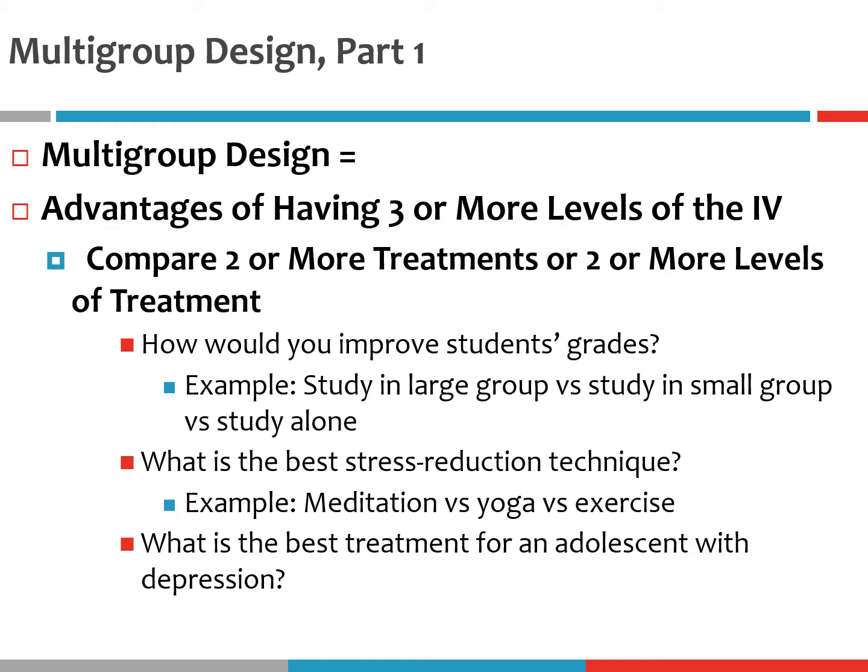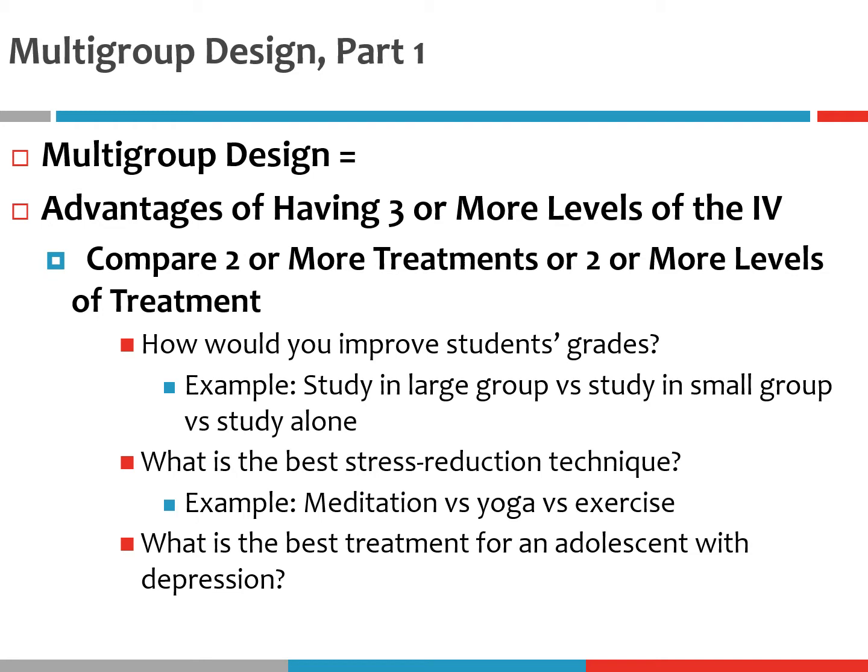Or you can run one group getting medication, a second group getting cognitive therapy, and the third group getting psychodynamic or psychoanalytic therapy. And then you can make comparisons that way. So there's a wide variety of ways to make this work. And it's a really effective design. They're pretty easy to run.